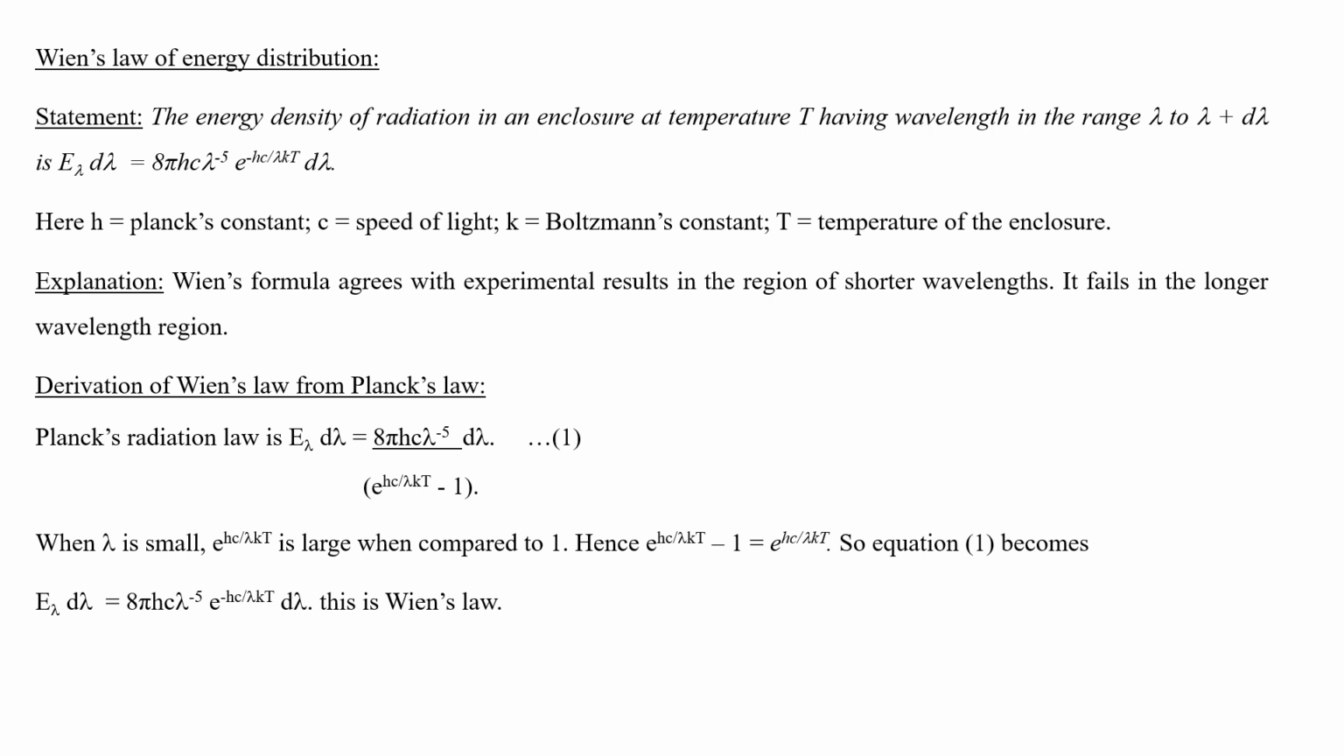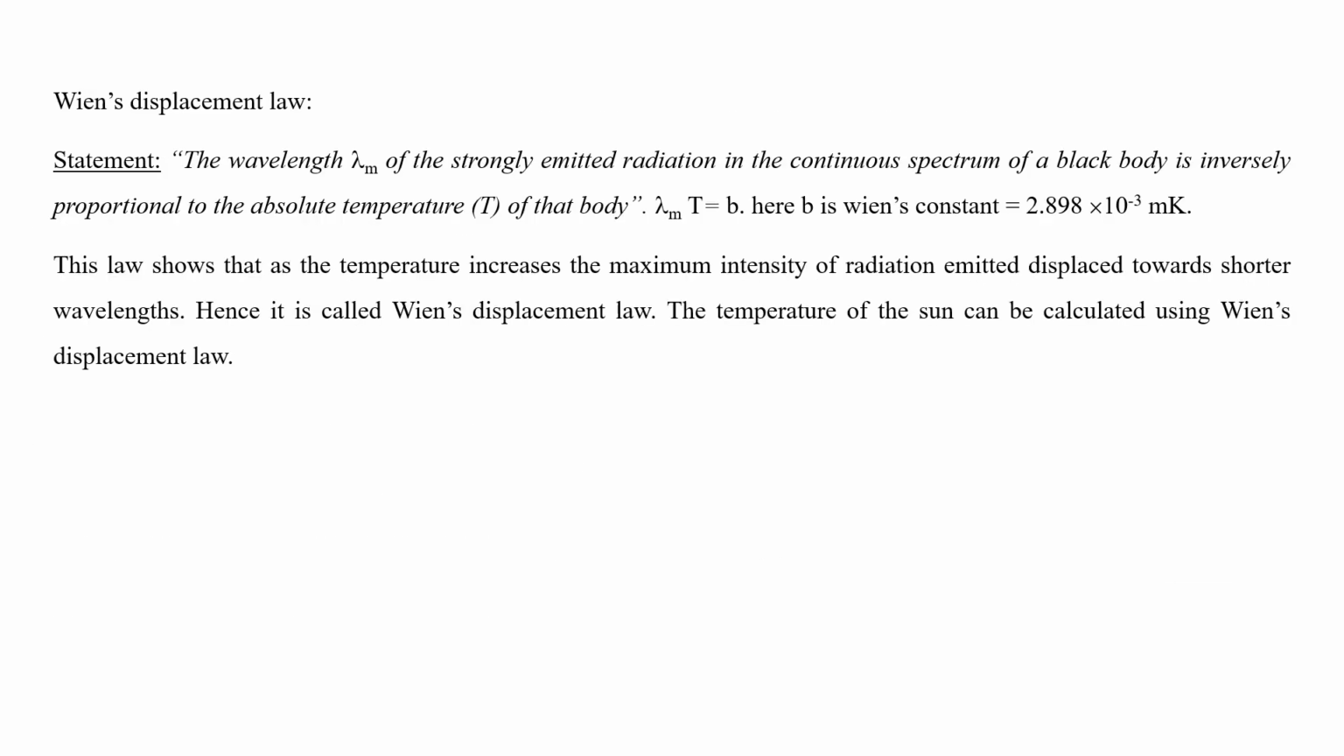This is the total energy distribution on the shorter wavelength side for a particular temperature in the range of lambda and lambda plus d lambda. And we also discuss Wien's displacement law briefly. The wavelength lambda m of the most strongly emitted radiation in the continuous spectrum of a black body is inversely proportional to the absolute temperature. From the graph, lambda m shifts when you raise the temperature, therefore lambda m is inversely proportional to temperature. But lambda m T is equal to B, where B is Wien's constant, 2.89 × 10⁻³ meter Kelvin. This law shows that as the temperature increases, the maximum intensity of emitted radiation is displaced towards a shorter wavelength. Hence it is called Wien's displacement law. The temperature of the sun can be calculated by using this relation.